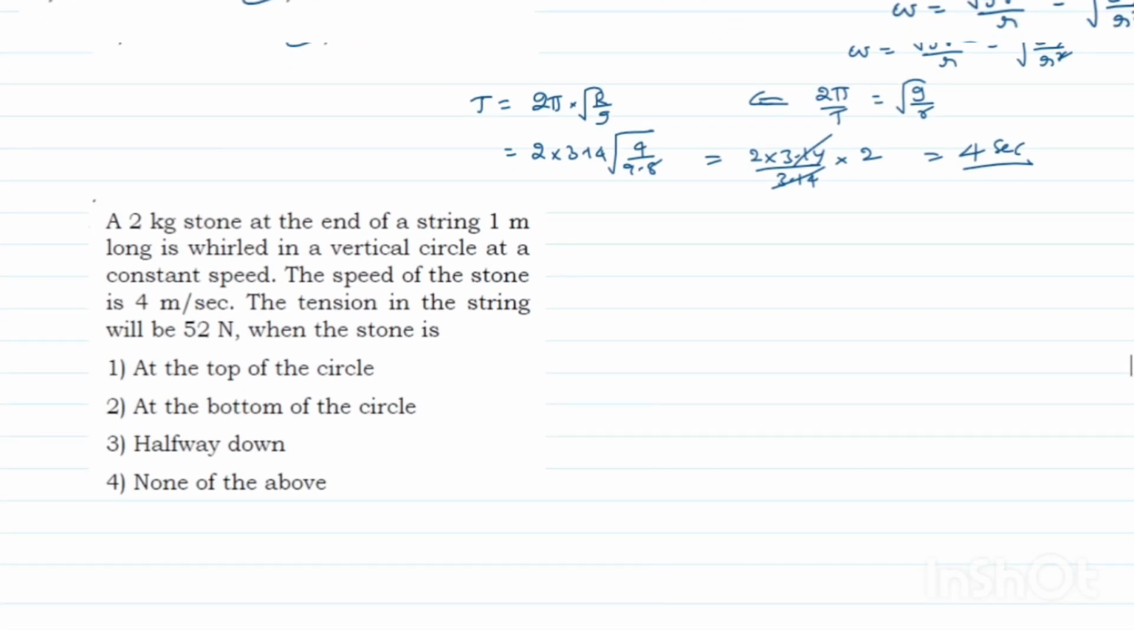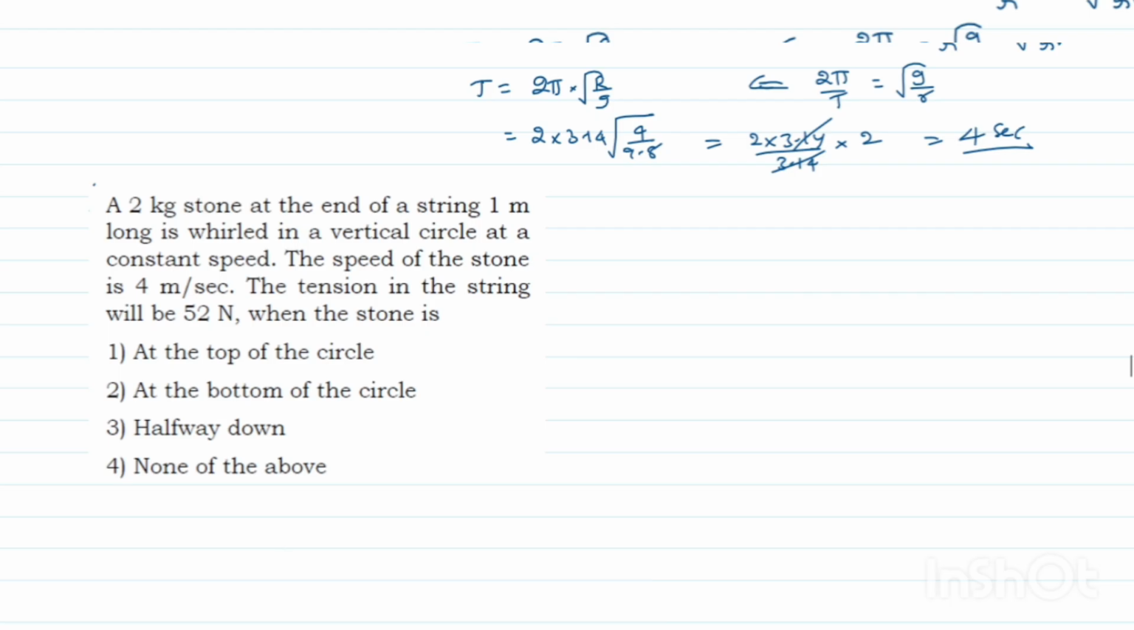Let us take the next question. A 2 kg stone at the end of a string, 1 meter long, is whirling in a vertical circle at a constant speed. The speed of the stone is given as 4 meter per second. The tension in the string is given as 52 newtons when the stone is.